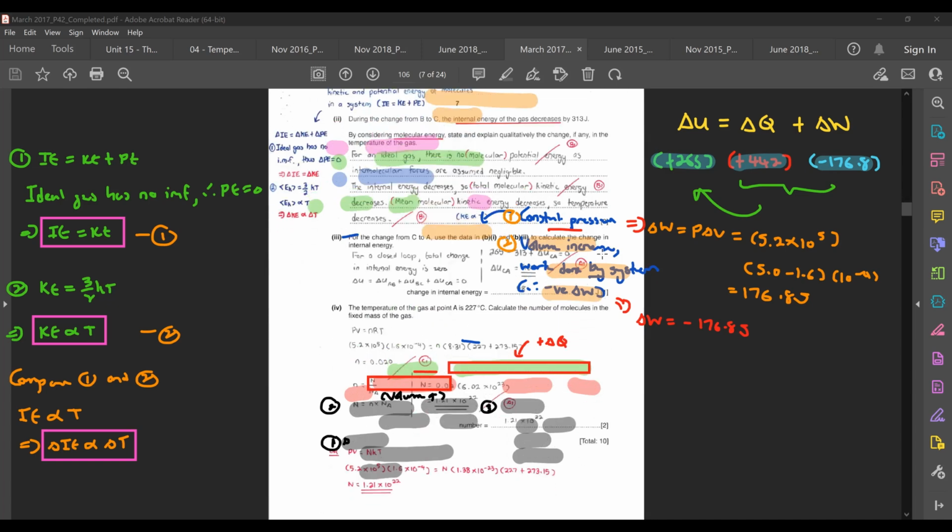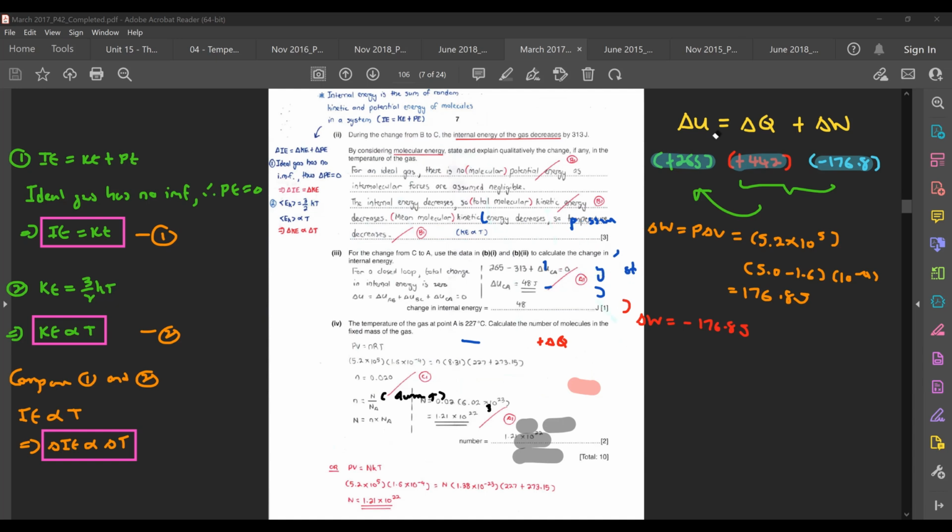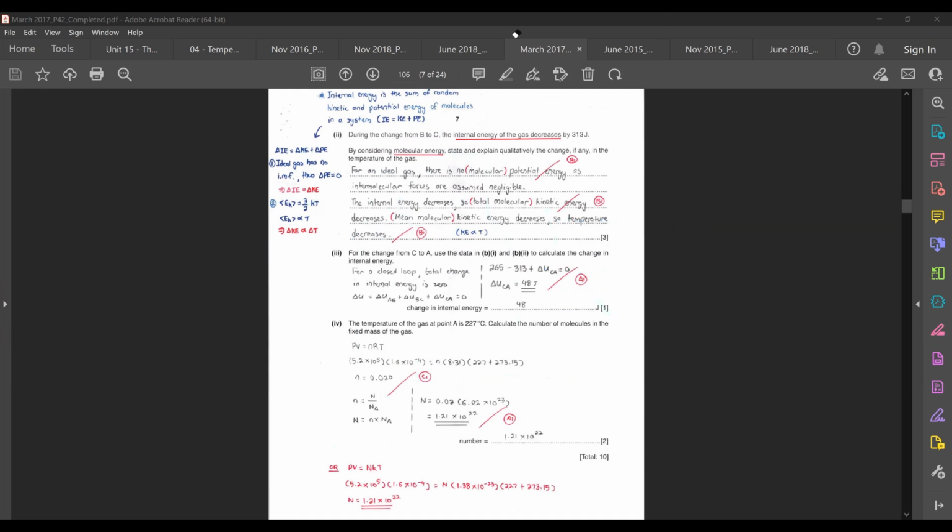Then if you move on to the next part of your question, I'll just erase everything. Now, during the change from B to C, the internal energy of the gas decreases by 313 joules. By considering the molecular energy, state and explain qualitatively the change, if any, in the temperature of the gas. So if your internal energy is decreasing, what do you think would happen to your temperature?